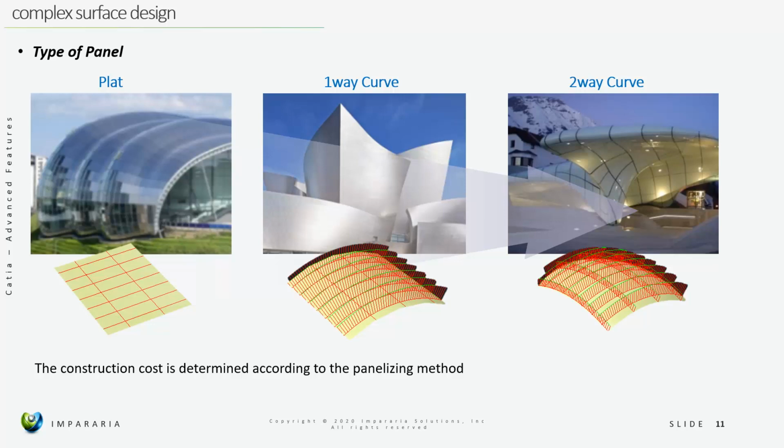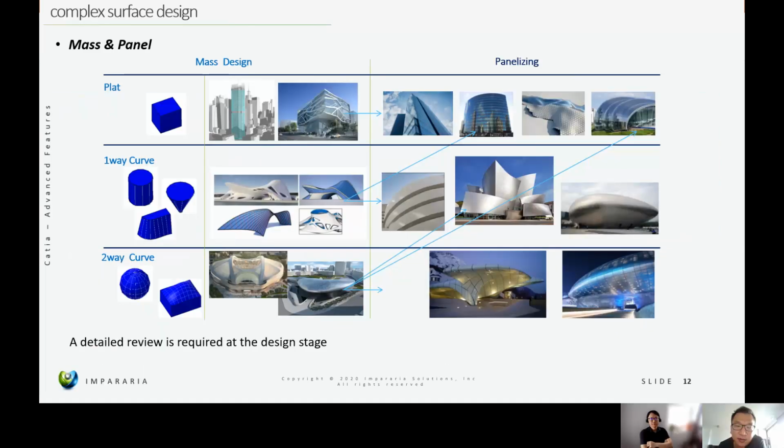So the shapes of the buildings will look different, right? What kind of material do you use? For example, glass. It's more expensive if you use glass, like curved glass. That's why they prefer flat here, for example. When I combine them, it looks like this: a mesh type, then flat, one-way curve and two-way curve, double curve. So there's mesh designing, some block study, and then panelizing.